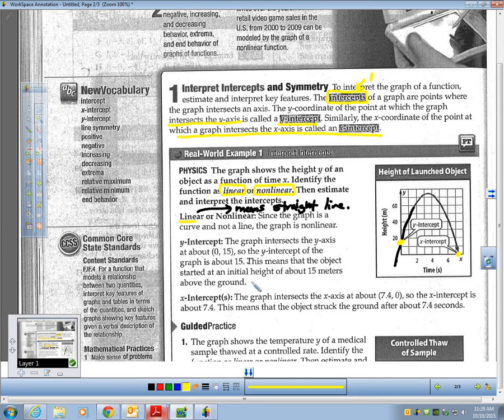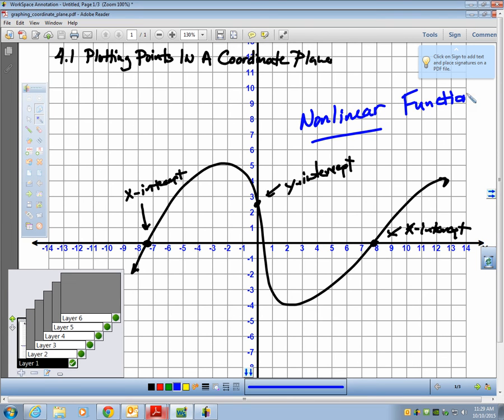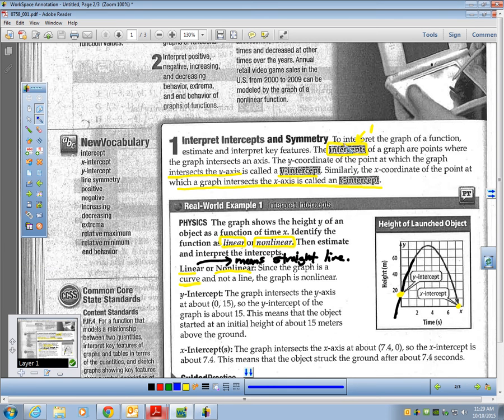I hope that answers what nonlinear would be. Okay? A graph would be nonlinear if it has a curve to it. So going back to my previous picture, this graph has a curve to it. This graph would be nonlinear for that reason. This is a nonlinear function that I just drew. Okay? So far with vocabulary, we've now had 5 words. Intercept, y-intercept, x-intercept, linear, and nonlinear. Okay? I don't think those words are hard, but they're all very important words to know.